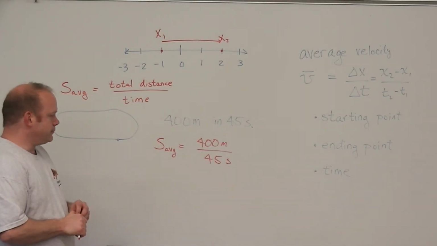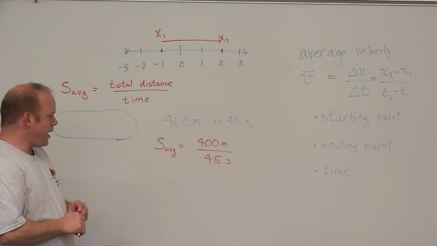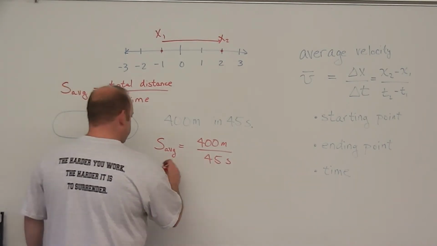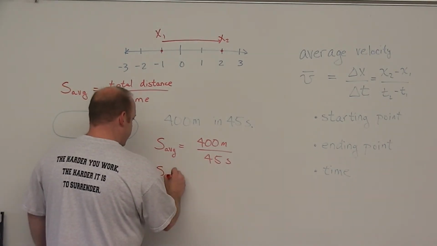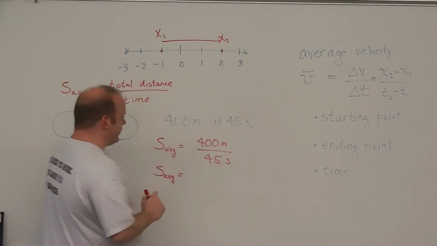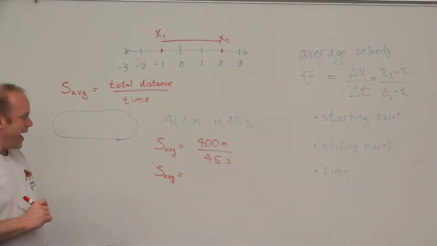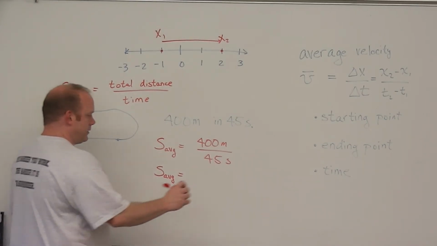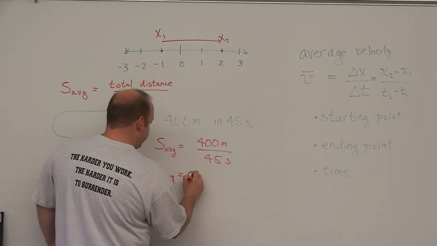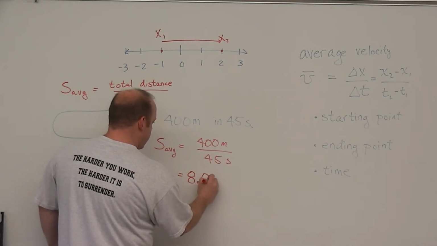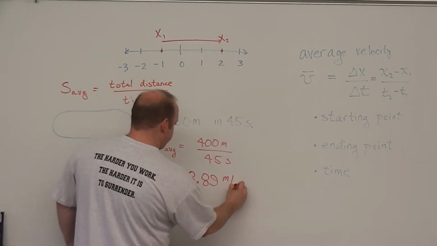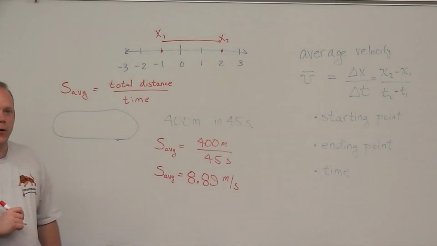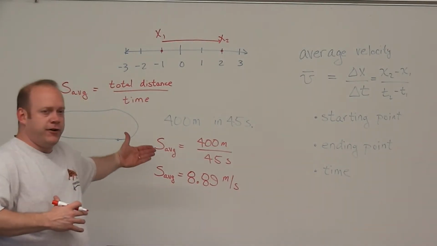Okay, so now, this will equal, I don't have my calculator in front of me, which is unfortunate. Your average speed, therefore, is going to be 8.89 meters per second. Okay, so that is our average speed.